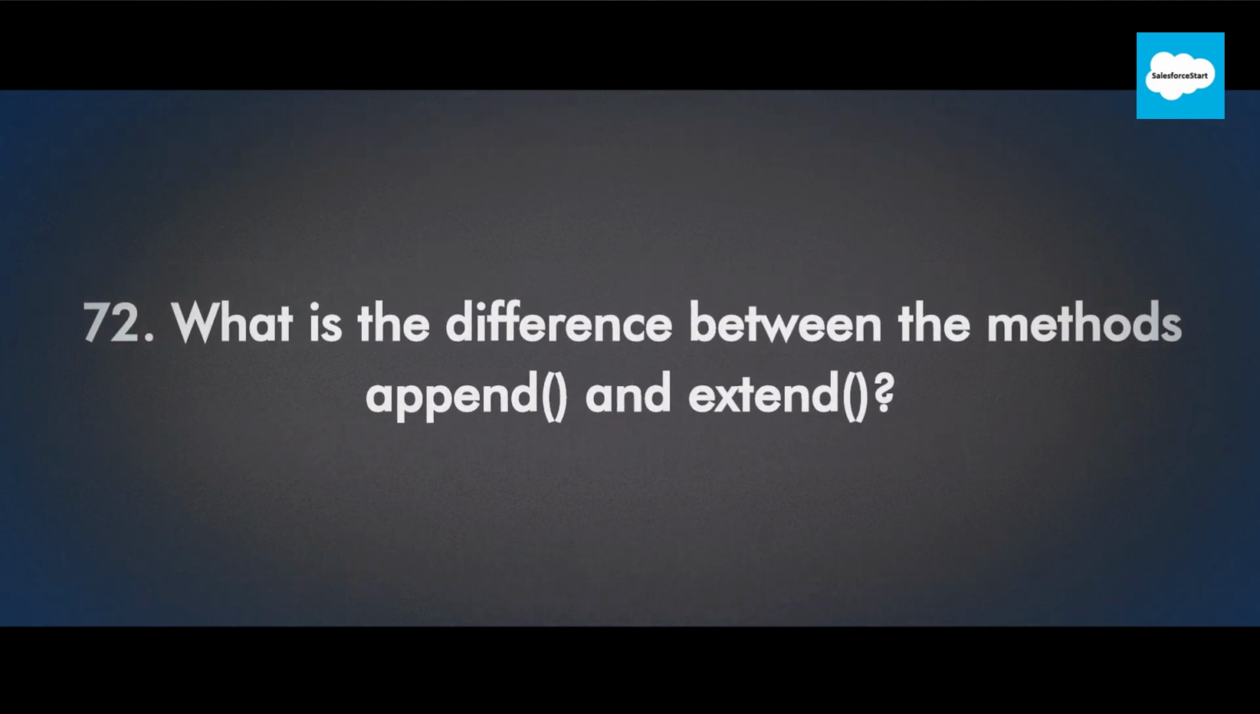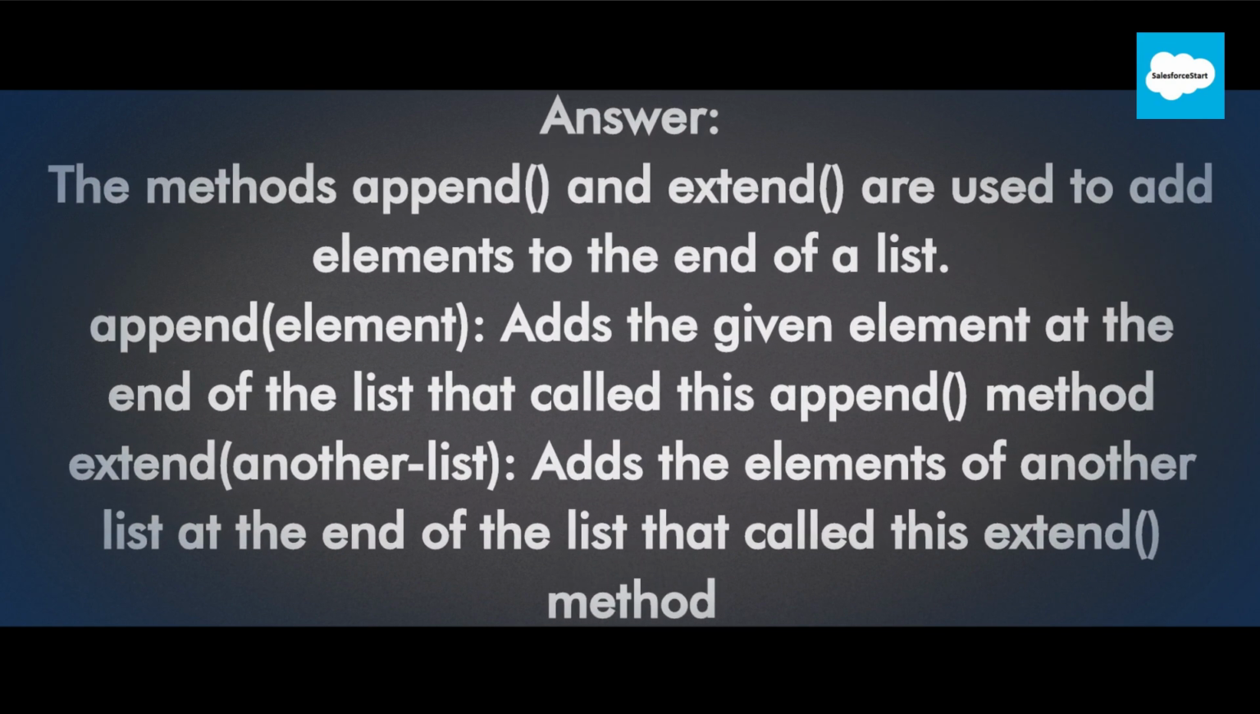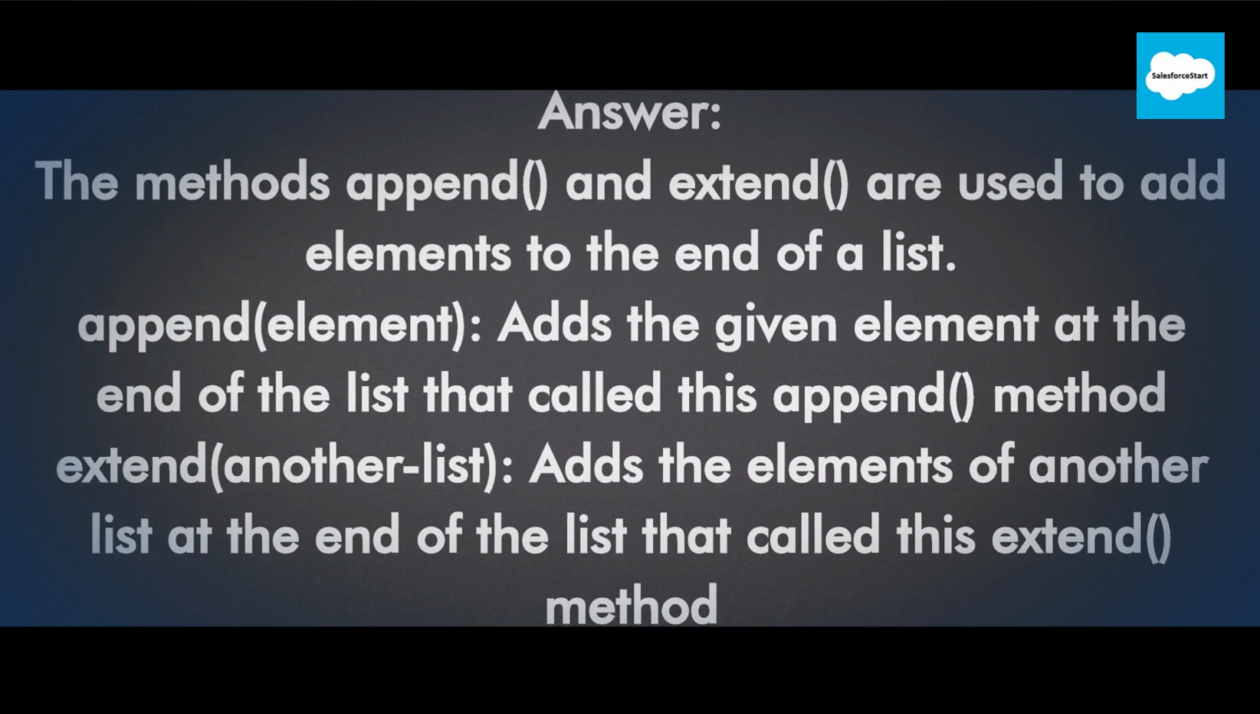72. What is the difference between the methods append and extend? Answer. The methods append and extend are used to add elements to the end of a list. append(element) adds the given element at the end of the list that called this append method. extend(another_list) adds the elements of another list at the end of the list that called this extend method.